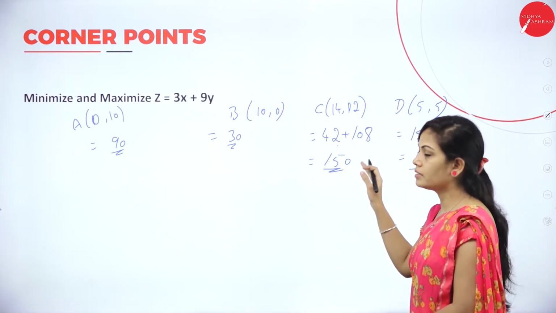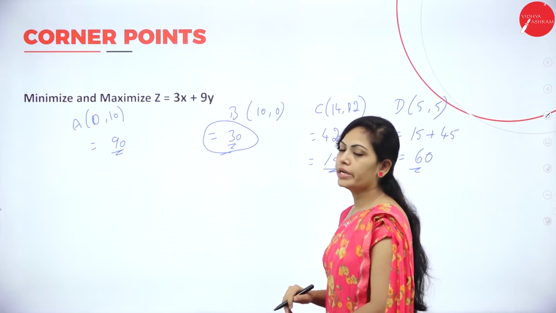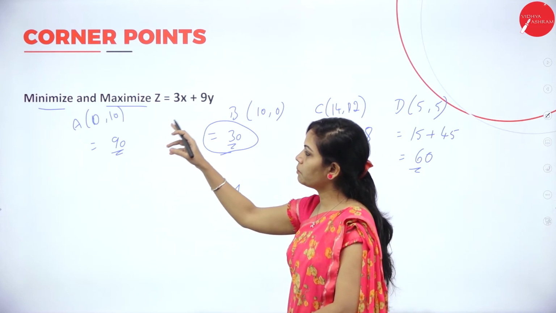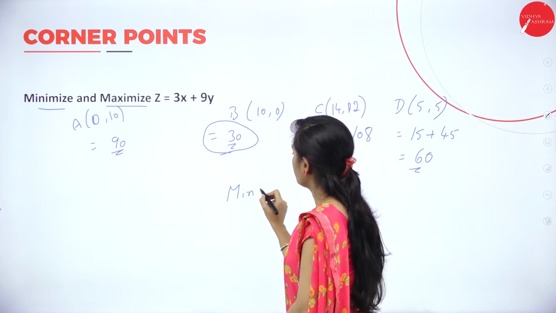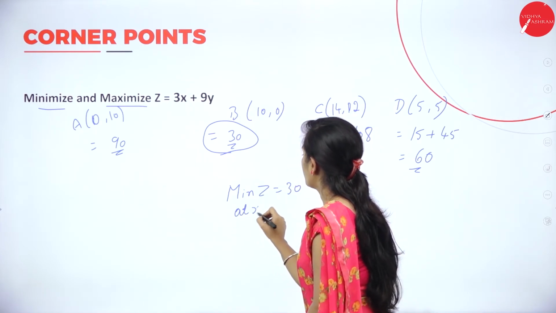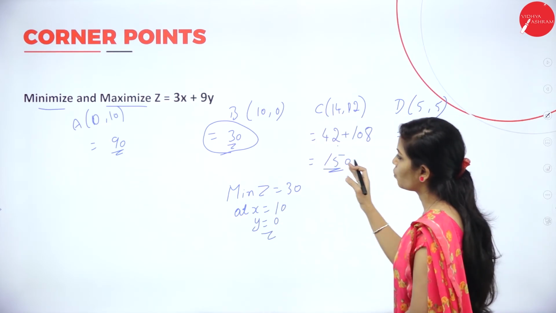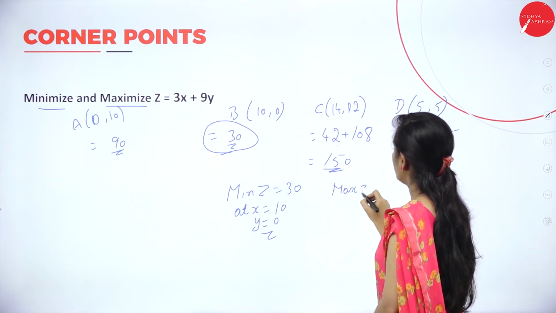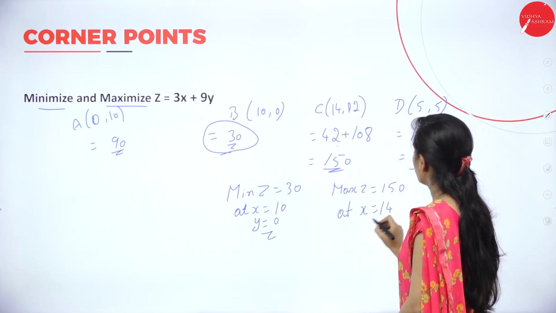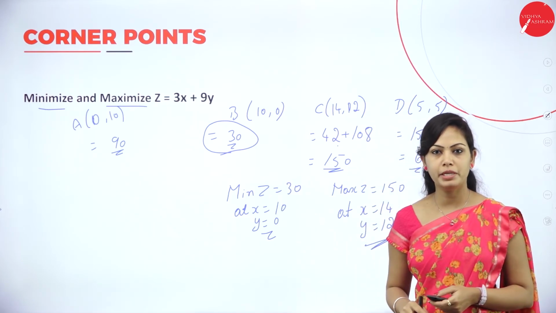So now you can find the minimum value out of these. The minimum value is 30. It comes at the point x is equal to 10, y is equal to 0. Here we have a mixed objective function, minimization and maximization. So min z is equal to 30 at x is equal to 10 and y is equal to 0. And the maximum value is 150, so max z is equal to 150 at x is equal to 14, y is equal to 12. So this is your solution for maximization and minimization.